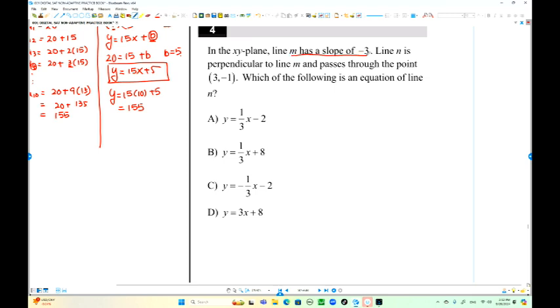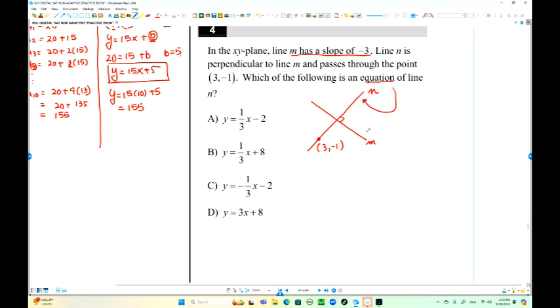Number 4. Line M has a slope of negative 3, a negative slope going this way, right? This is a negative slope. Line N is perpendicular to line M. This is line N. And it also passes through a point over here, which is 3 and negative 1. That's a point. So which of the following is an equation? We're going to find the equation of line N.